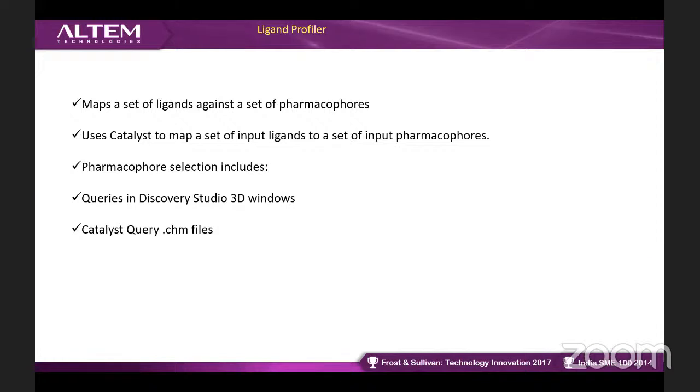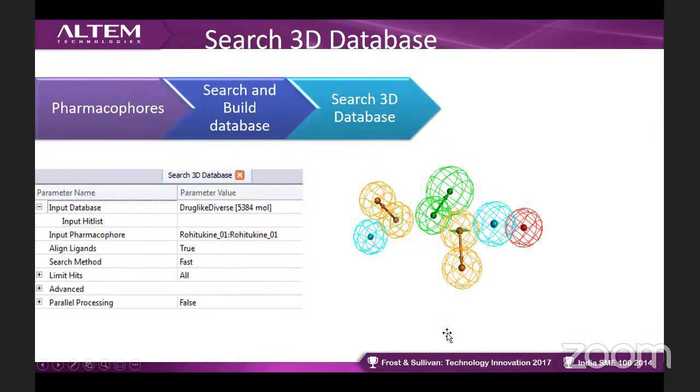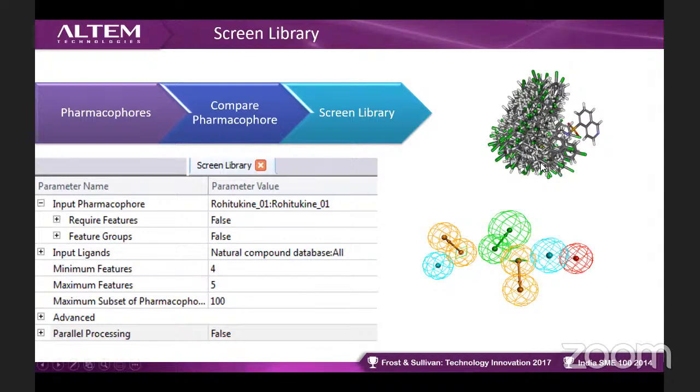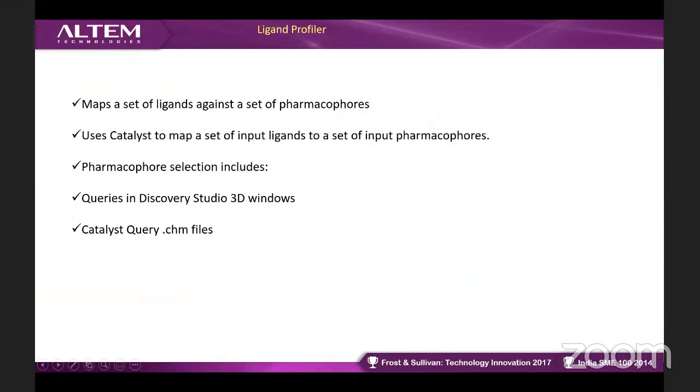So ligand profiler, I told you, is the most crucial feature of your software, where you can map a set of ligands against a set of pharmacophores, and it uses Catalyst to map your input ligands to input pharmacophores. So far in the studies, we have only one pharmacophore and then multiple ligands. But here in ligand profiler, you can use multiple pharmacophores together with multiple ligands.